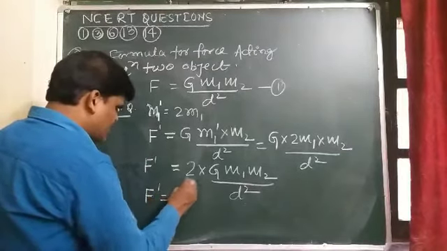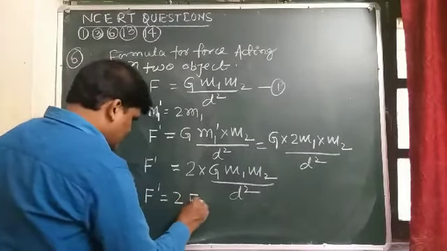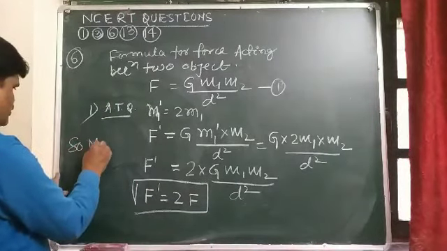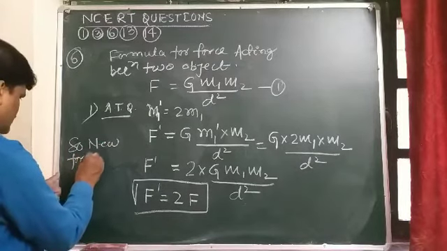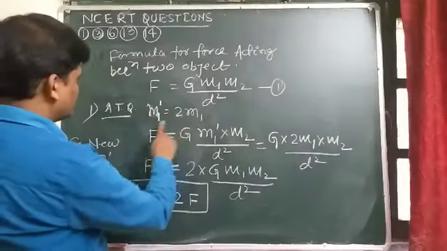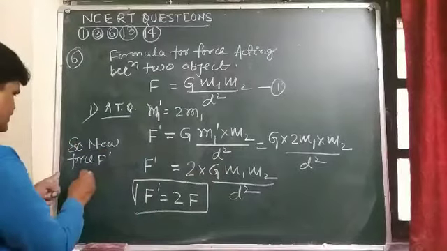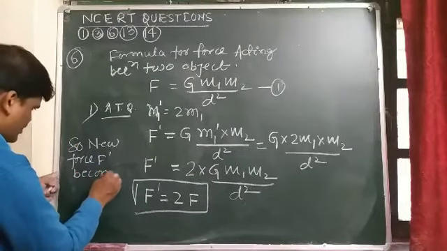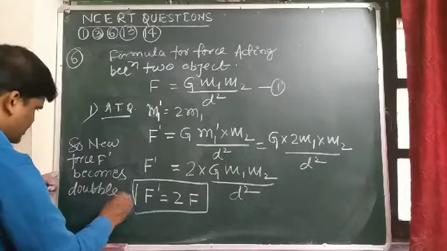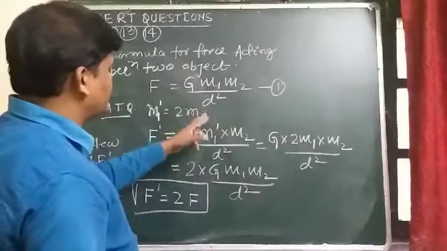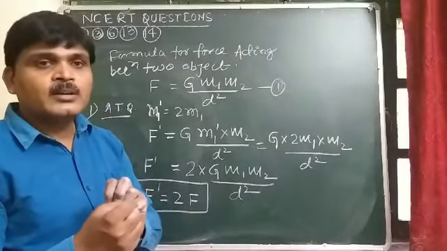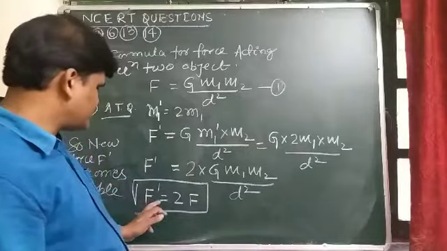So the new force F dash comes out to be 2 times F. So the new force becomes double. It means if the mass of one object is doubled, the force acting between them becomes double the previous case. So F dash equal to 2F.